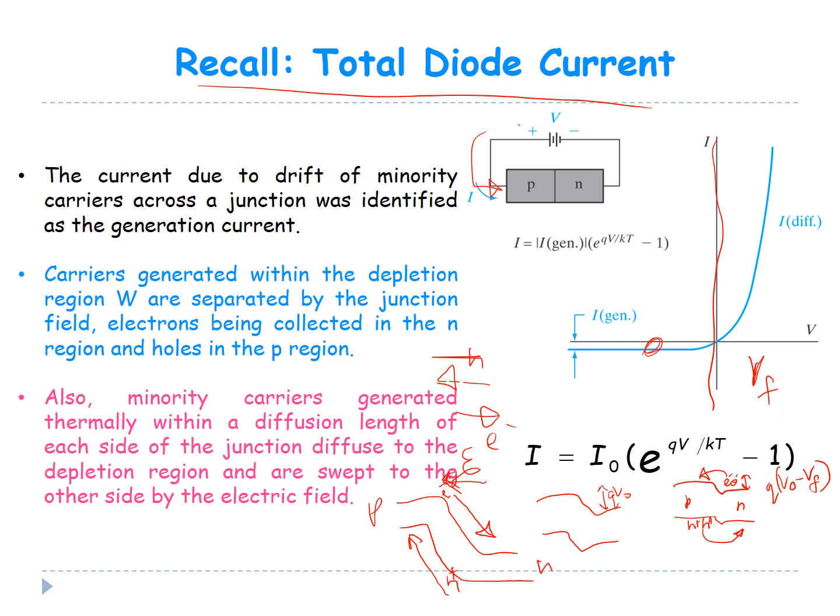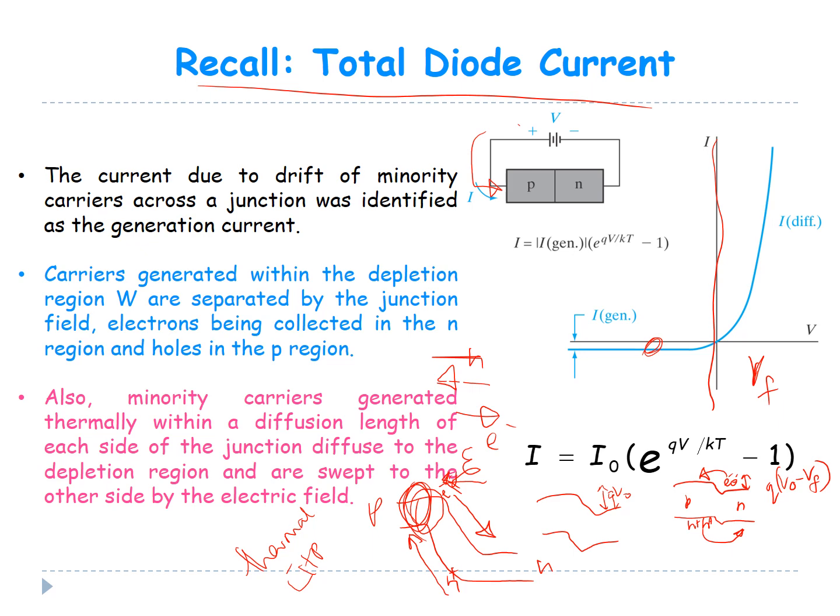Now you find that for electrons to be generated in the P side, it has to be done through thermal generation. So this is thermal generation of electron hole pairs, because electrons are minority carriers in the P side. For you to have minority carriers, you can only do that by generating them.